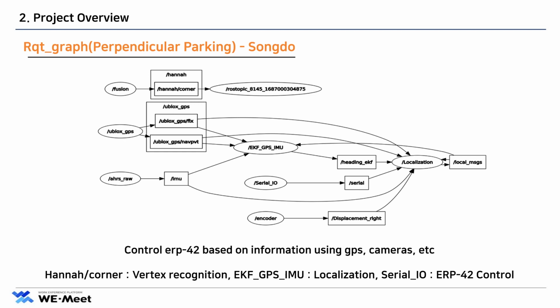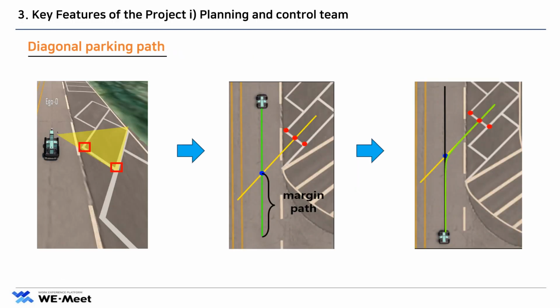The EKF GPS IMU uses a positioning sensor to locate my position. Harris Corner extracts the vertex with the camera, the basis for path generation. Using the above information, we apply the algorithm and send the control information to the ERP through serial I/O. Our team is largely divided into planning and control, vision, and positioning teams.